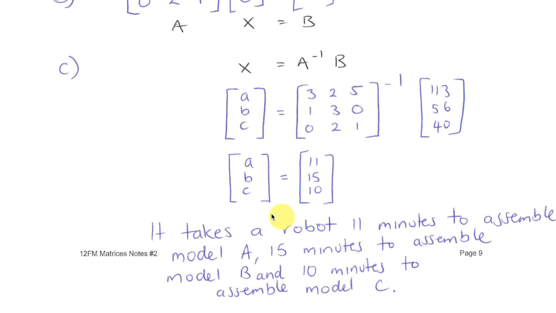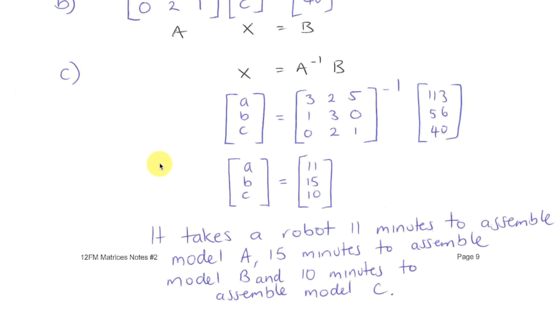And of course, we can't just simply leave it like so. We need to take our answers out of the matrices. So it takes a robot, any of the 3 robots, it doesn't matter, 11 minutes to assemble model A computer. It takes 15 minutes to assemble the model B computer, and it takes 10 minutes to assemble the model C computer.